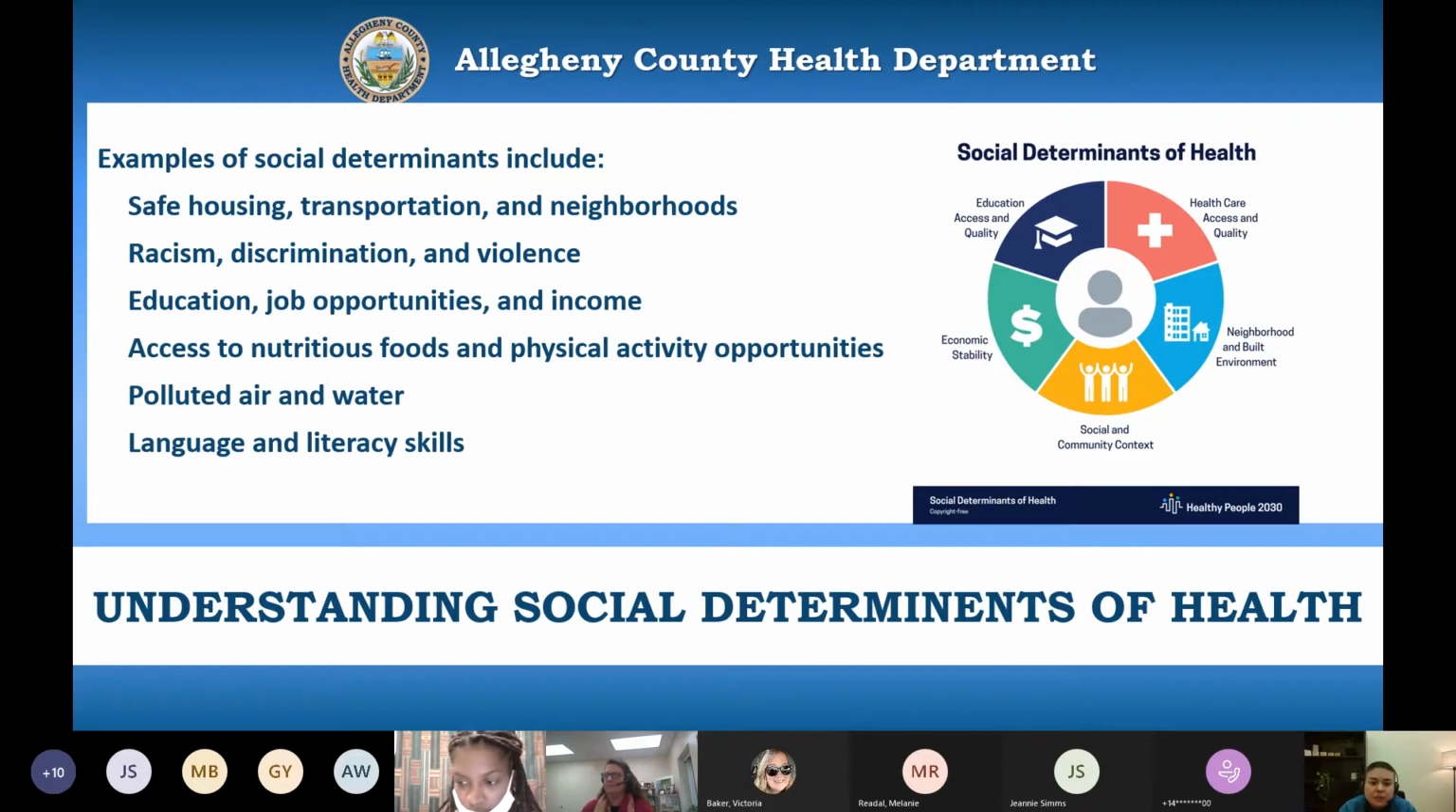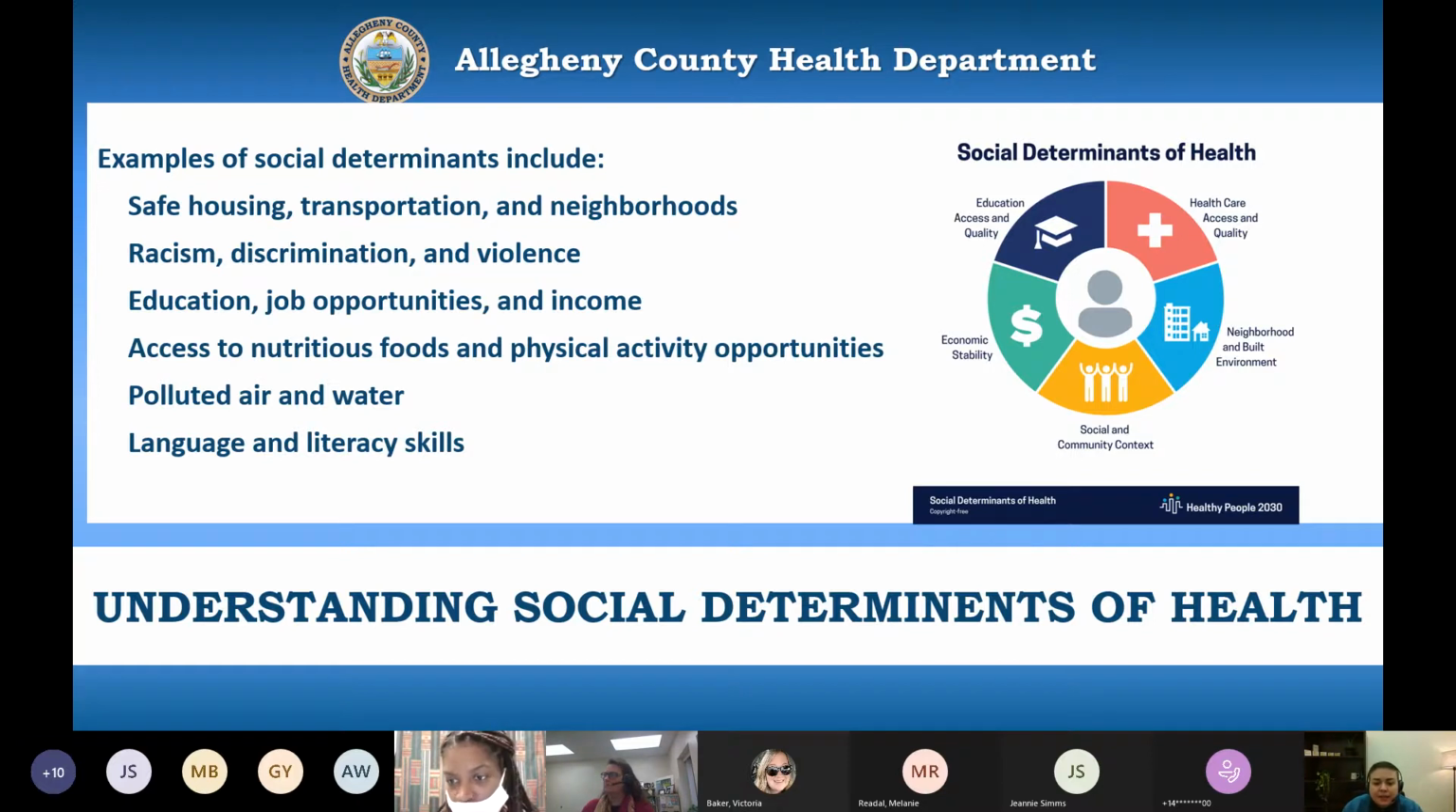So, in thinking about social determinants of health, these are the conditions in the environments where people are born, where they live, where they learn, like schools, where they work, maybe it's the health department or a nonprofit, where they play, like the parks that you mentioned, and how they age. This all affects a wide range of health, functioning, and quality of life related to different outcomes and risks.